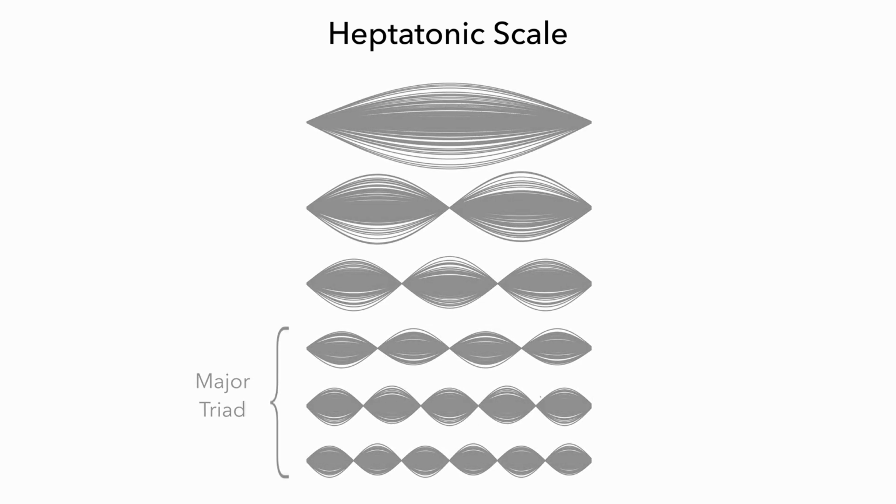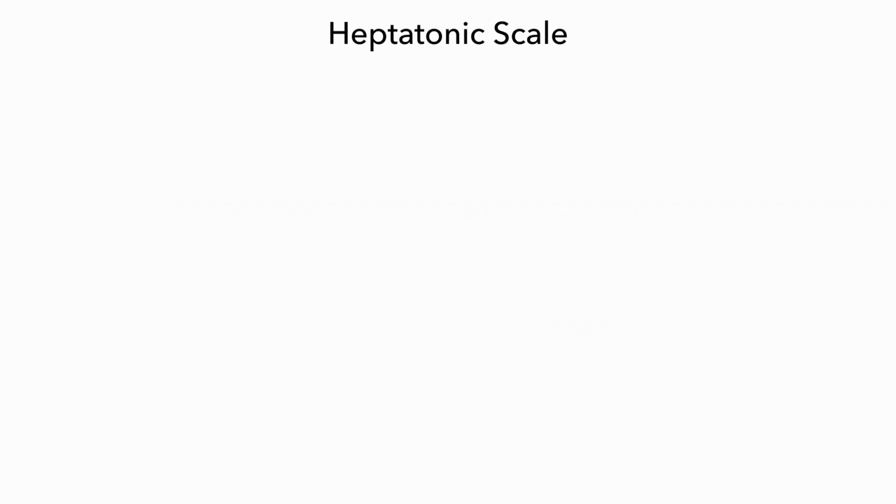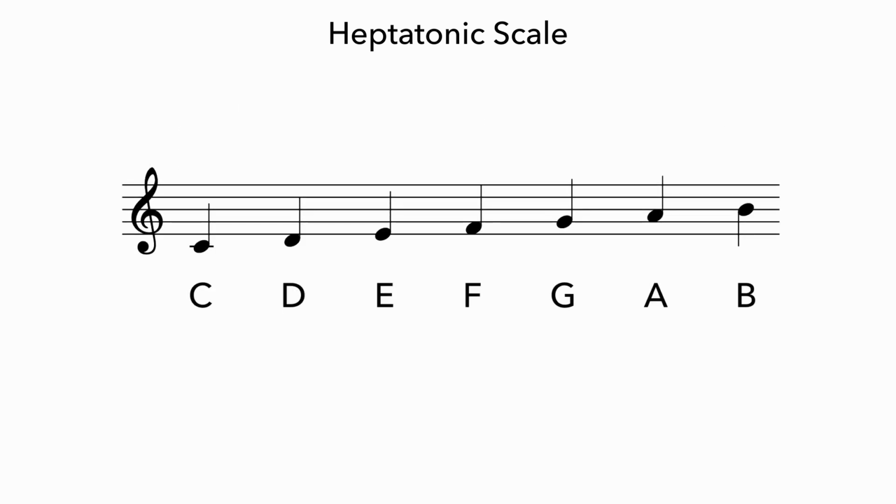If we put 3 of these in a row, each new triad beginning on the upper note of the previous one, that also leads us to the same 7 notes. Now, the scale we found here isn't just any heptatonic scale. It's a very specific kind, a diatonic scale.